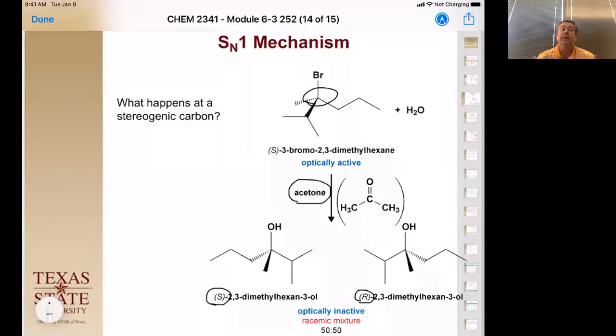So you're going to get a racemic mixture that's optically inactive from the system. Remember that a racemic mixture is a 50-50 of the R and the S. So whenever we have an Sn1 reaction, we have to worry that we're going to racemize, which means make a racemic mixture out of the system.